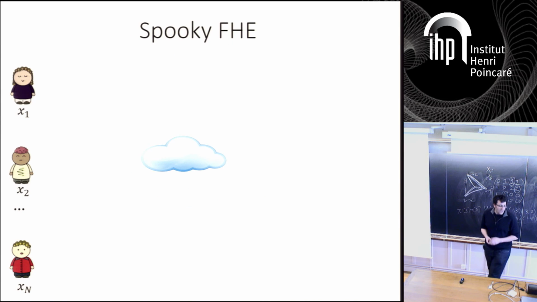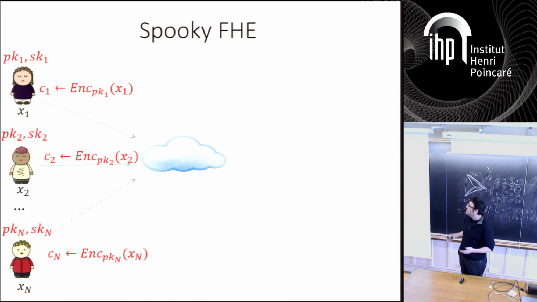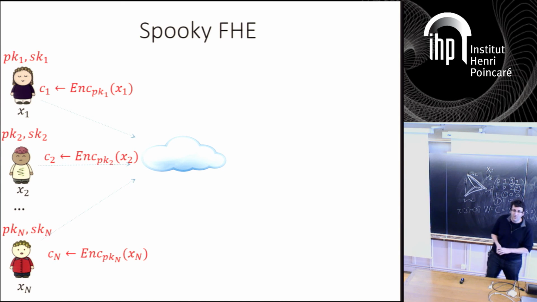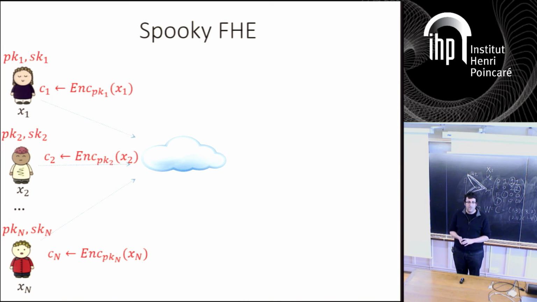OK. And so the last primitive that we'll talk about is called spooky fully homomorphic encryption. I'll tell you why the name's spooky in a little bit. But the setup here is sort of the same as before. So we again have n users, and again, they have different inputs. They're going to choose completely independent public key, secret key pairs, encrypt, and send it to the cloud. So far, this is the exact same setup as multi-key FHE.